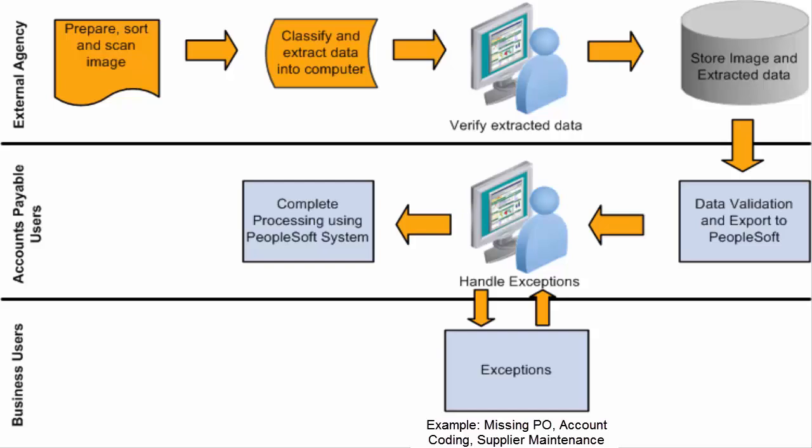As shown in this illustration, image data is integrated to PeopleSoft using web services. Once the data is staged to PeopleSoft, any corrections or updates are made using the Quick Invoice component, and then a voucher is built from the image data by the voucher build process.